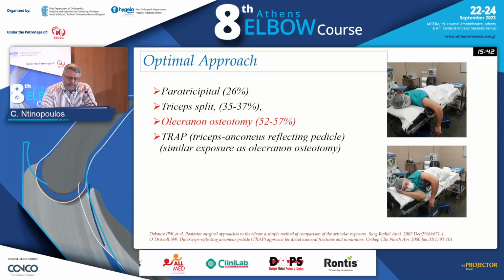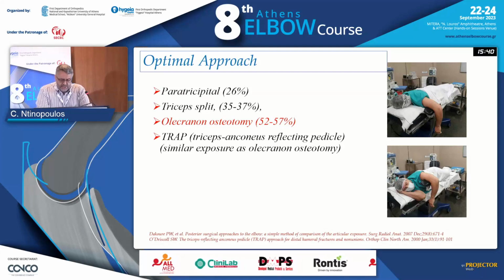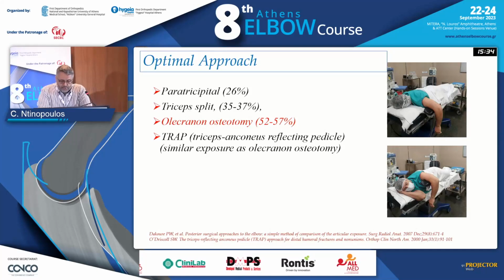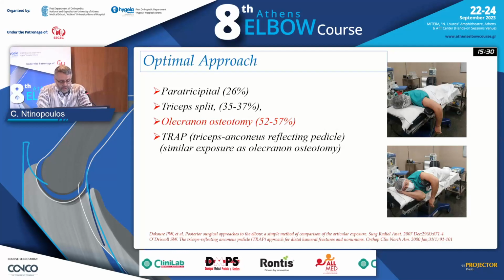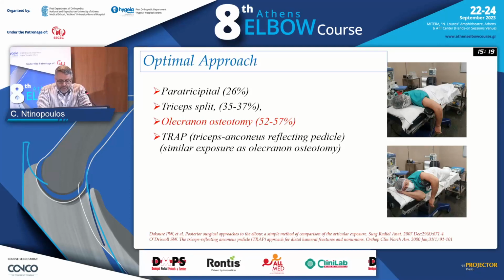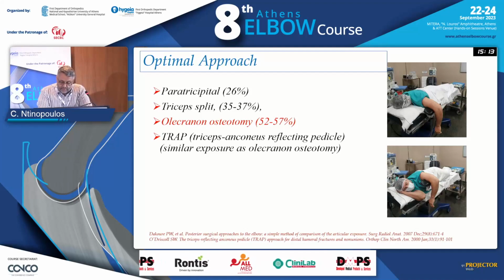Optimal approach. The patient can be under general anesthesia or an axillary block, either prone or in a decubitus position. Approaches that you might choose depend, of course, on the fracture configuration and the surgeon's expertise: paratricipital, triceps split, olecranon osteotomy, TRAP approach. Statistically, most surgeons choose olecranon osteotomy, more than 50%.